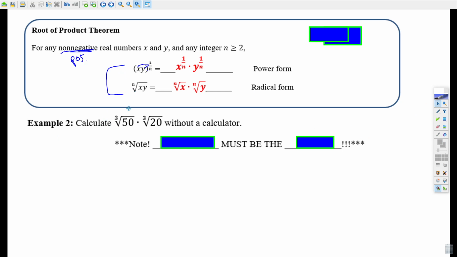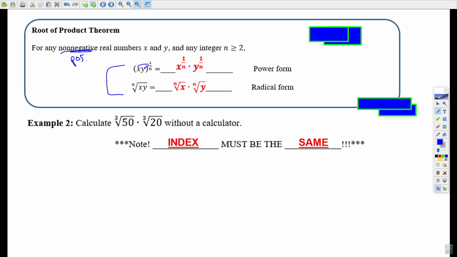So for our first example, we're going to calculate the cube root of 50 times the cube root of 20 without a calculator. So this is where you would actually use the exponent table, if you need it. And note, first off, in order to use this property, just to be clear, the index of each one has to be the same. So the index must be the same.